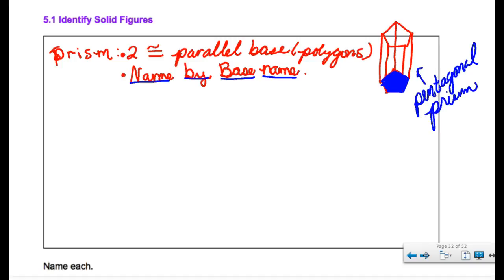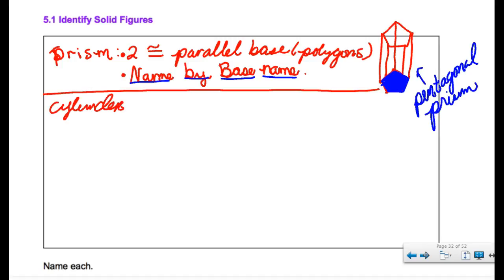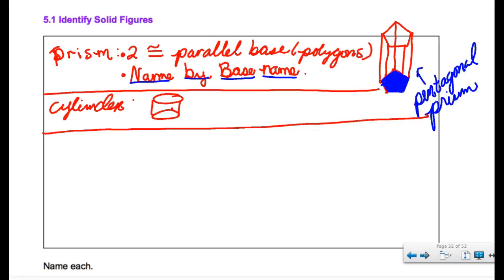My next shape is the cylinder. You should know what a cylinder looks like. A cylinder is just like a prism, except the bases are circular. So I'm just going to draw a picture of that. You should be able to recognize a cylinder. I'm not going to waste time giving the formal definition. There's a cylinder. Good to go, right?